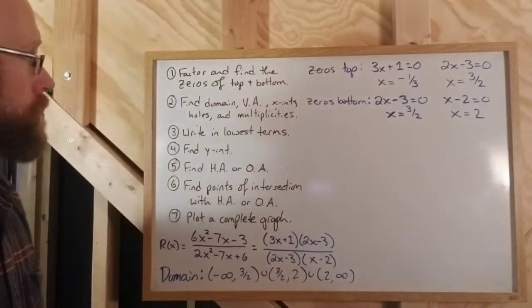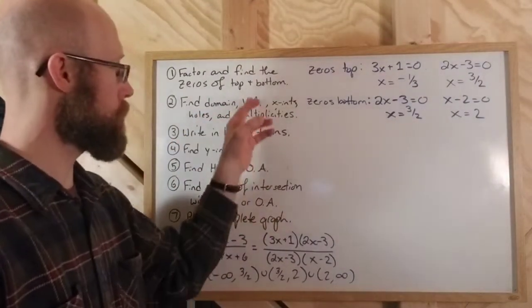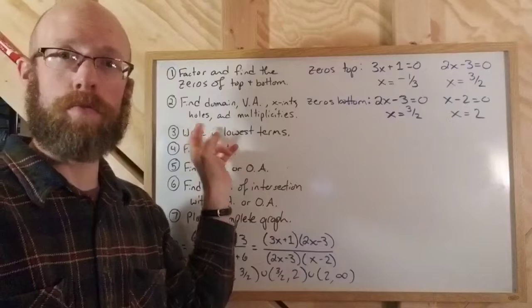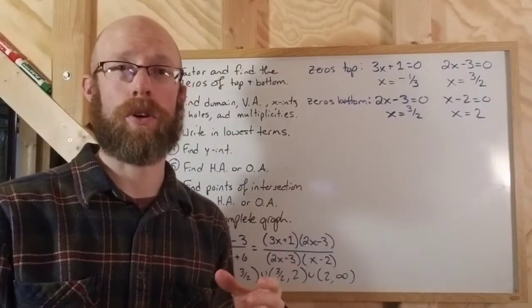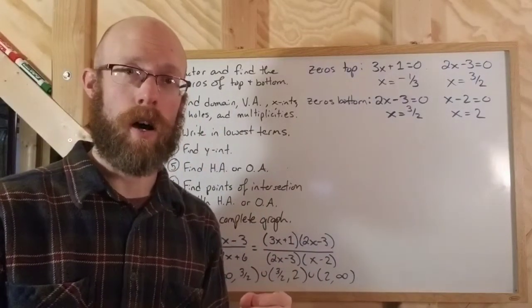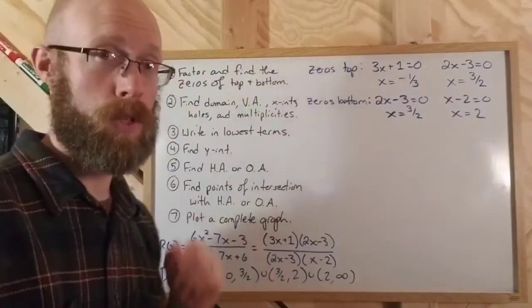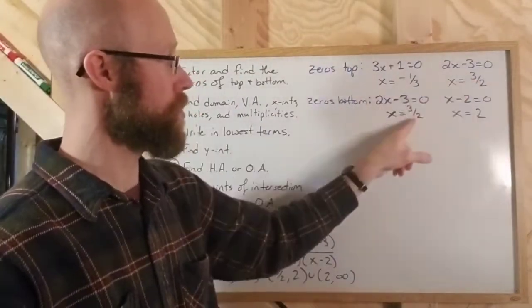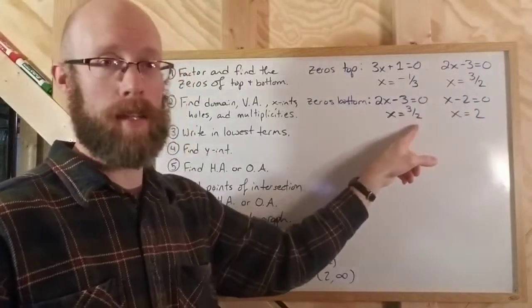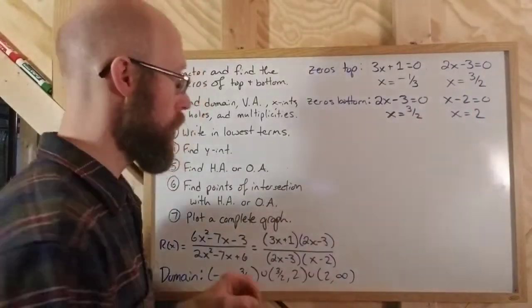My vertical asymptotes, remember, well, actually, let's skip that. Let's go to the holes. Because remember, holes occur when you have a zero that's the same number for both the numerator and denominator, which we actually have here, right? The 3/2 occurs in both the numerator and denominator. So there is a hole at 3/2.